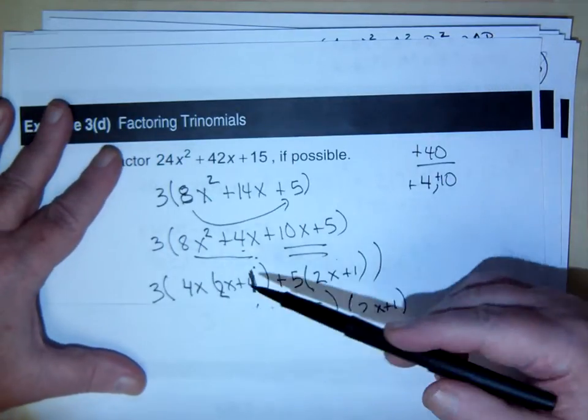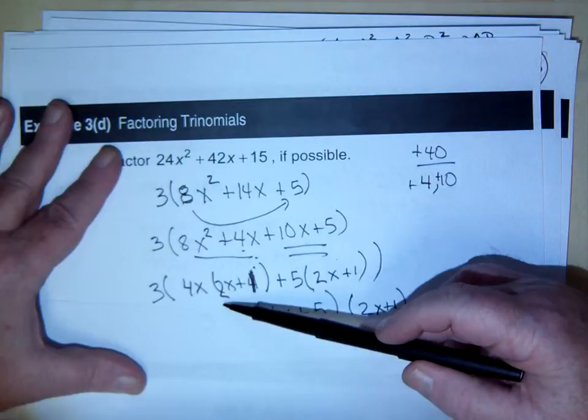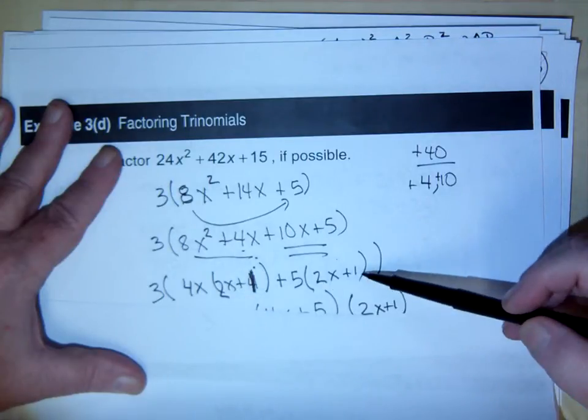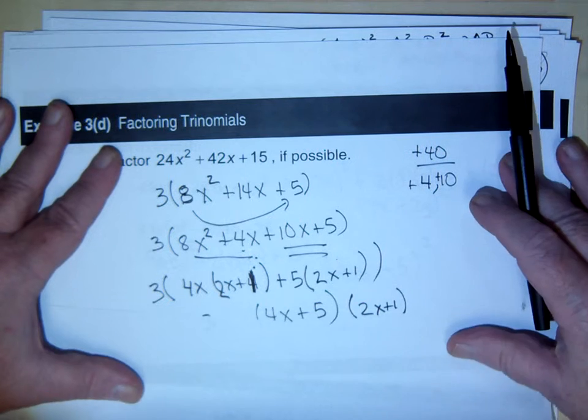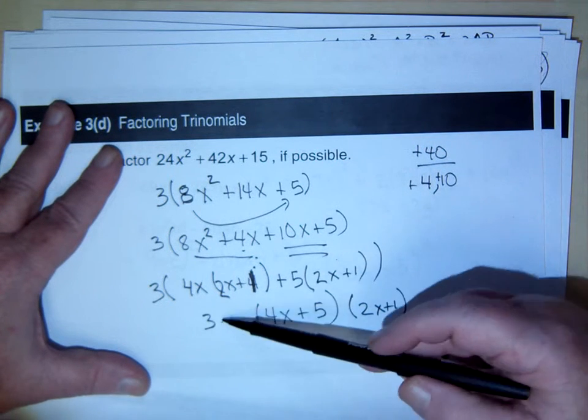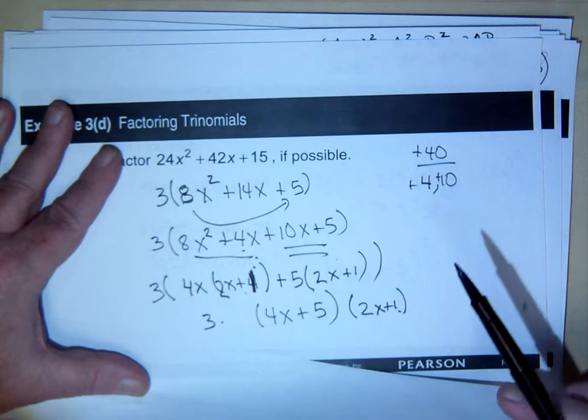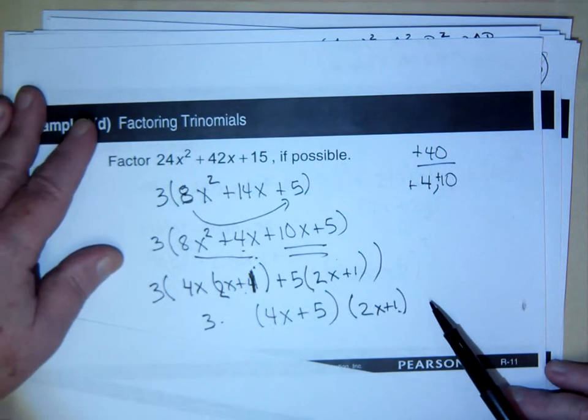And so what I will have is 2x plus 1 and 2x plus 1. I'm taking a 5 out of that, so I can leave the 3 there. This is going to be 2x plus 1. I will pull out on this side. I'm left with 4x plus 5.